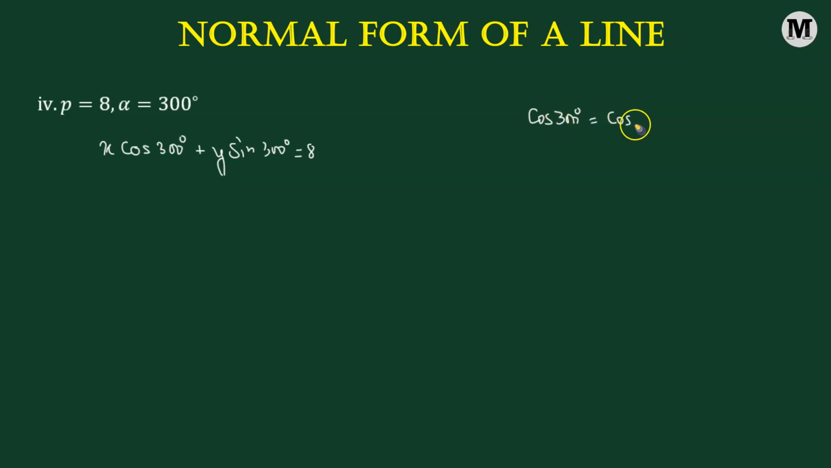So cosine of 300 degrees, we can break down 300 degrees as 360 degrees minus 60 degrees. Now cosine of 360 minus some angle theta gives us cosine of that angle theta. And 300 degrees clearly means we are in the fourth quadrant where the cosine function is positive. Cosine of 60 equals 1/2. So in other words, cosine of 300 degrees equals 1/2. So here we have x over 2.